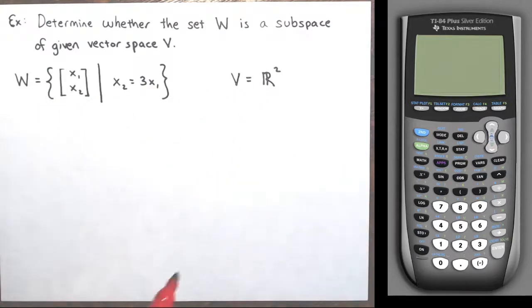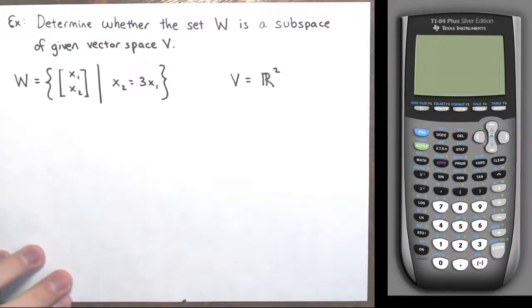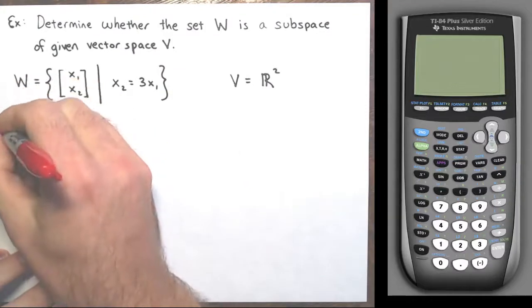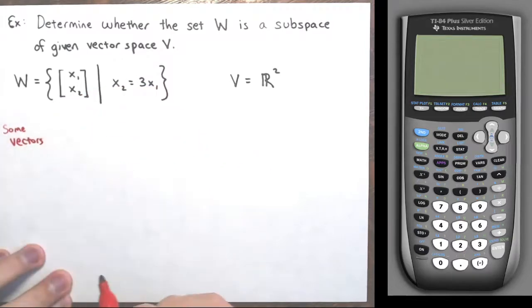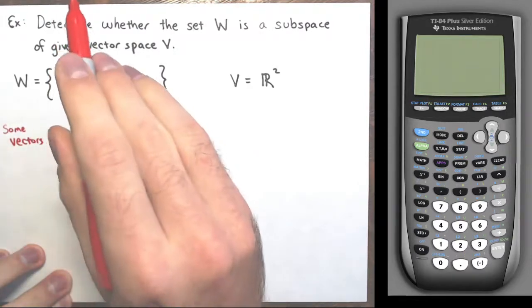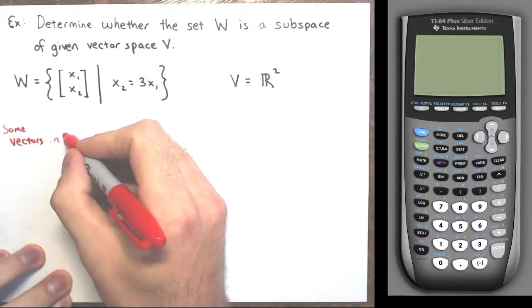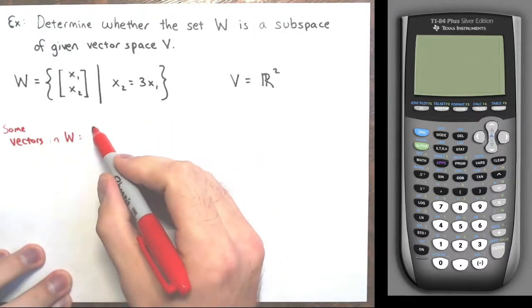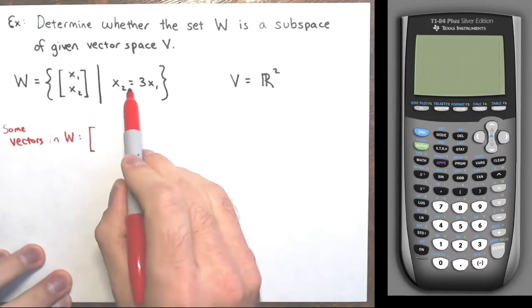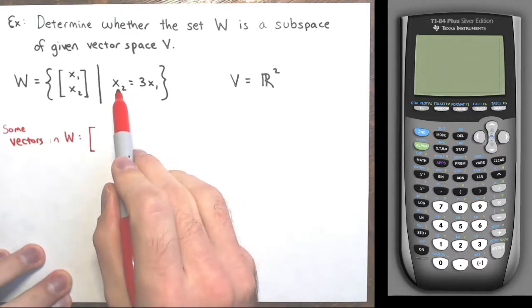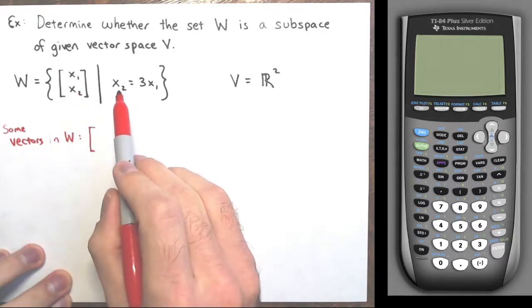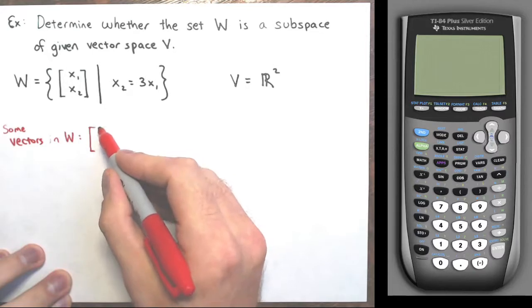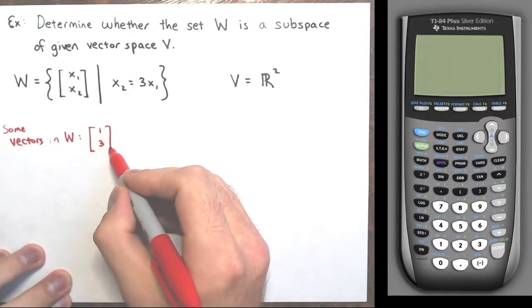A lot of times I find that people have a hard time understanding what vectors would actually belong to W. So here are just some vectors. This isn't proving anything. I'm not doing this yet. I'm just trying to show some vectors that are in W. Let's see. Again, just read the description, the condition that needs to be met. It's got first component, second component, and the second component is triple the first component. So (1, 3) would be in there.